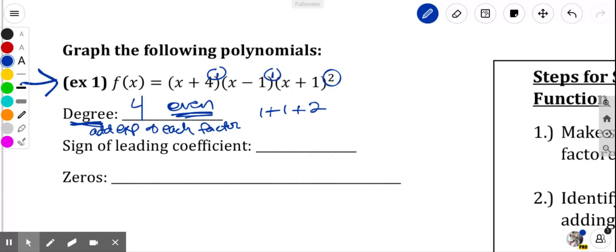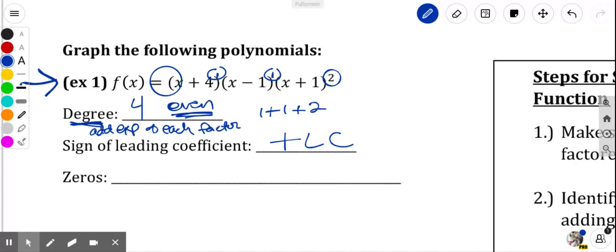Sign of the leading coefficient. So this is important for end behavior too. For the sign of the leading coefficient, you're going to look at the equation, look at the front. If there's a negative there, it's a negative leading coefficient. If there's no negative, like right now, it's a positive leading coefficient.